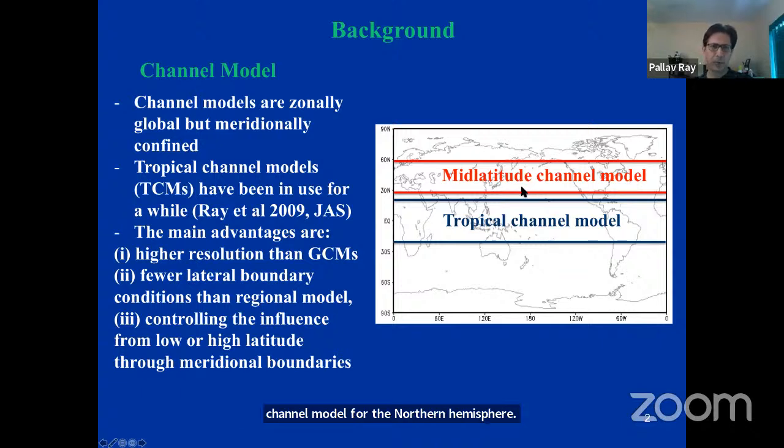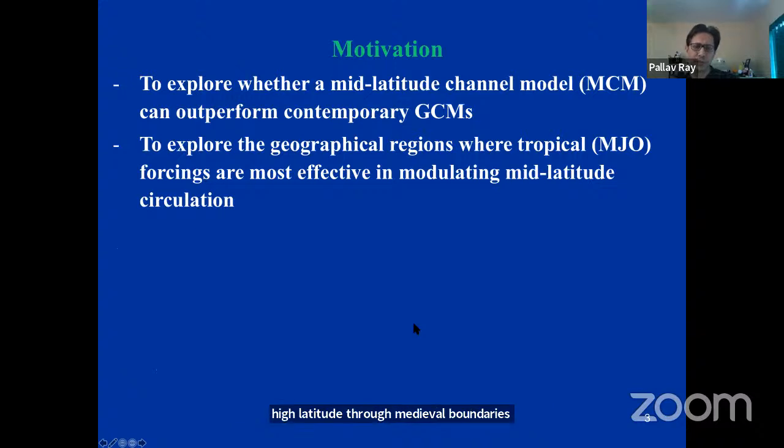So the main advantages of channel models are that they can have higher resolutions than is typically possible in a GCM. They also need fewer lateral boundary conditions, because channel models only need 2 lateral boundary conditions in the north and in the south, compared to 4 boundary conditions that are needed in a standard regional model. And the last point, which we are going to utilize, is that channel models can control the influence from low or high latitude through meridional boundaries. So the major motivations of this talk are to explore whether a mid-latitude channel model built based on WRF can outperform contemporary atmospheric GCMs, and then to explore the geographical regions where tropical forcings, primarily from the MJO, are most dominant in modulating the mid-latitude circulation anomalies.